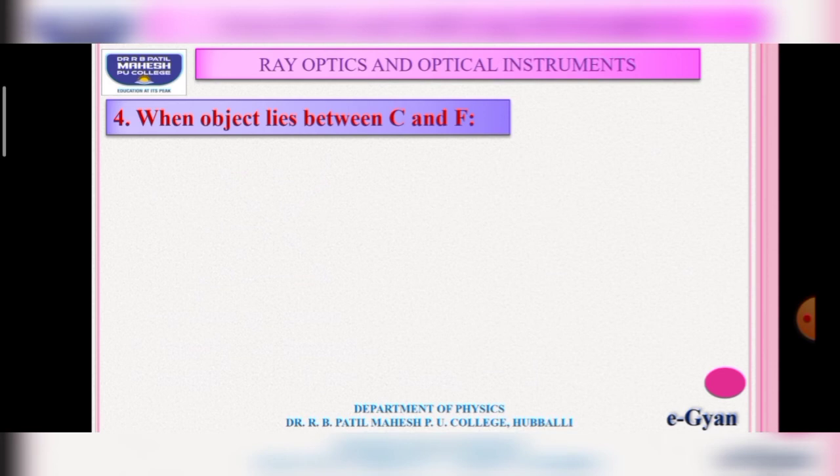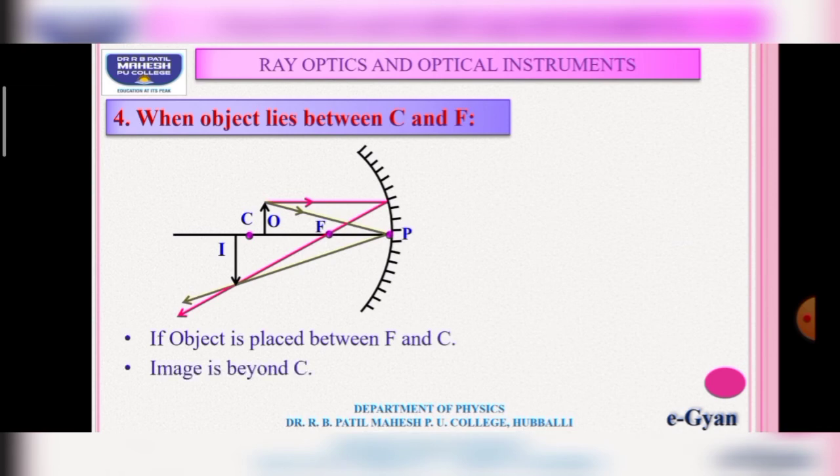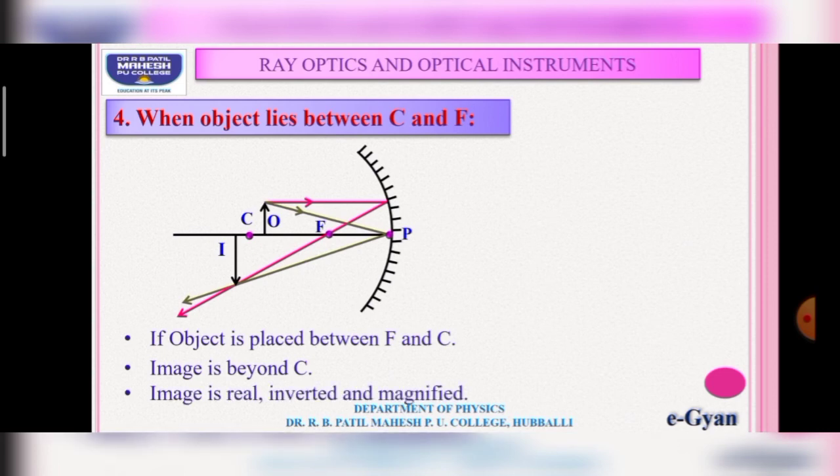When the object lies between C and F, when the object is placed between center of curvature and principal focus, then the image is formed beyond C. The image is real, inverted and magnified. That means the size of the image is larger than the size of the object.